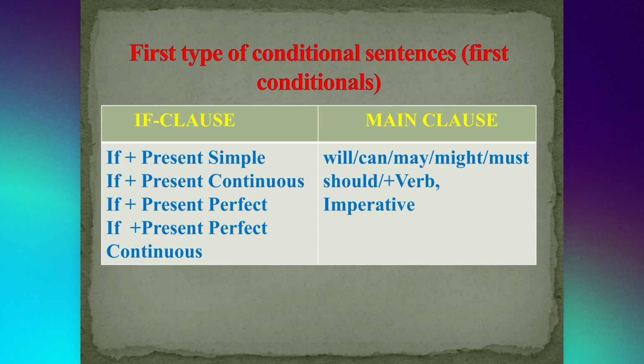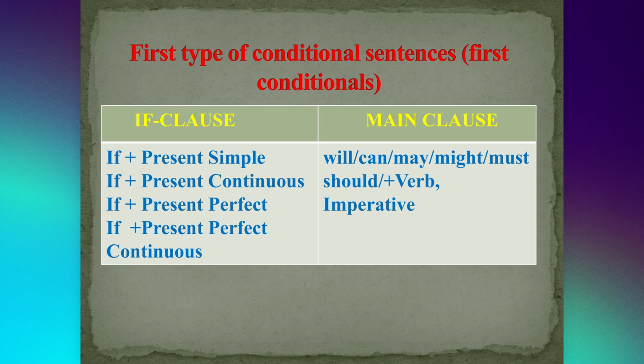The formation of first type of conditional sentences or first conditionals. In the if clause after the conjunction if, we may use present simple, present continuous, present perfect, or present perfect continuous. Now let's remember how do we form these tenses. Present simple. We don't do any changes with the verb in this tense, except the situation if the subject is in the third person singular. In this case, we will use the ending s or es.